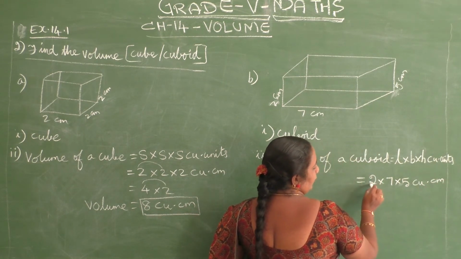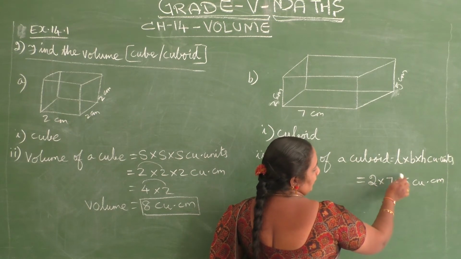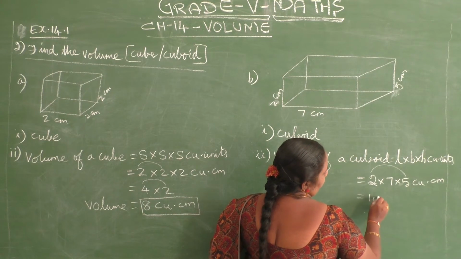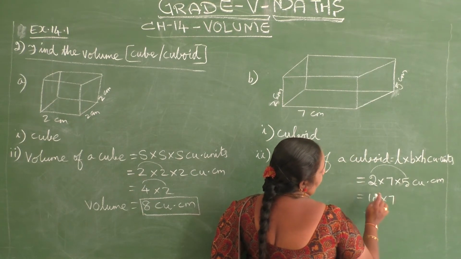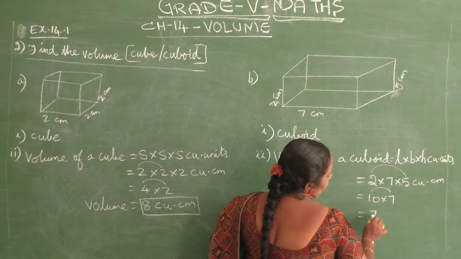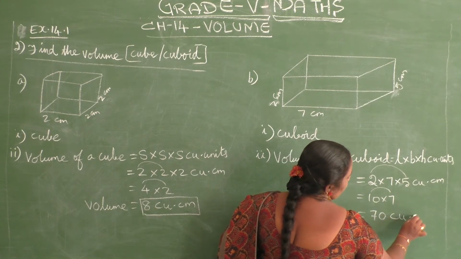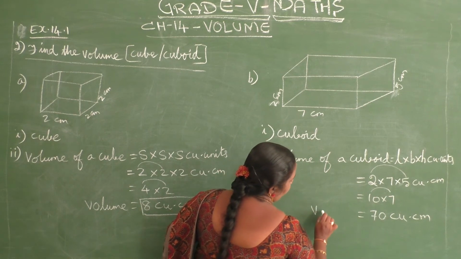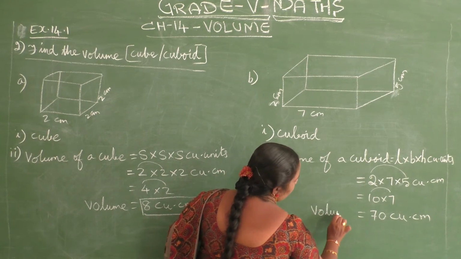First I am going to take this 2 and 5 because the multiplication is easy. 2 5s are 10. Then remaining you have 7. Then 10 7s are 70 cubic centimeter. So volume of this cuboid is 70 cubic centimeter.